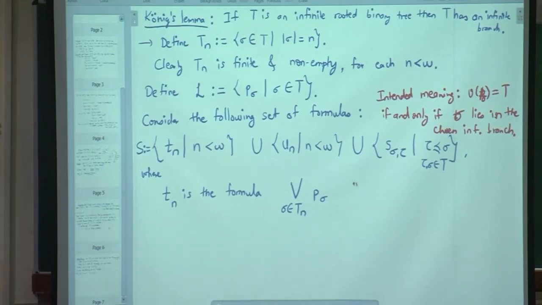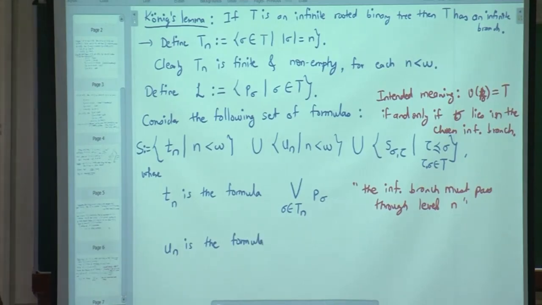So the infinite branch must pass through level n. That is Tn. Then Un is the formula. What should it say? Exactly one. So I should say that if sigma 1 and sigma 2 are both in level 2, then simultaneously P sigma 1 and P sigma 2 should not be true. And I should take a big conjunction. Disjunction. No.